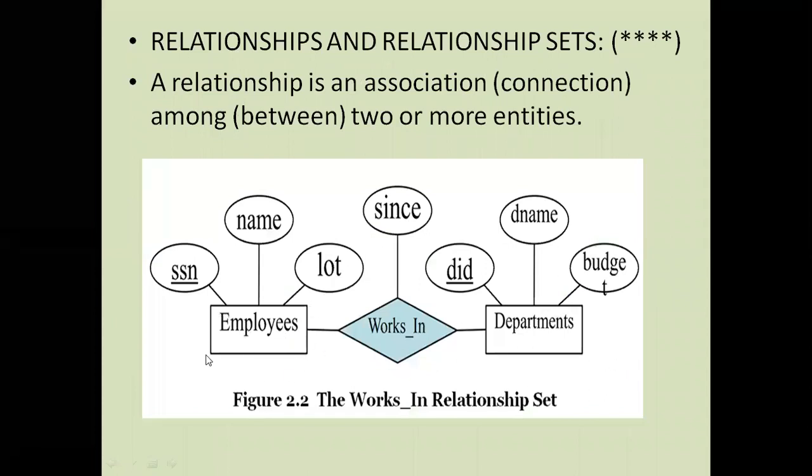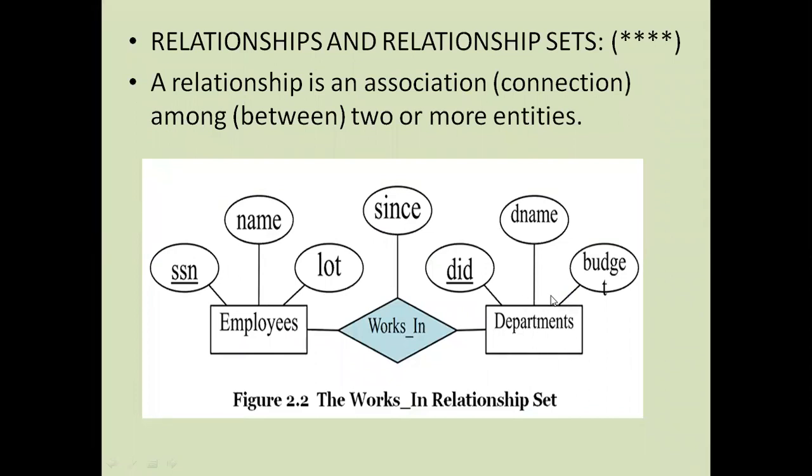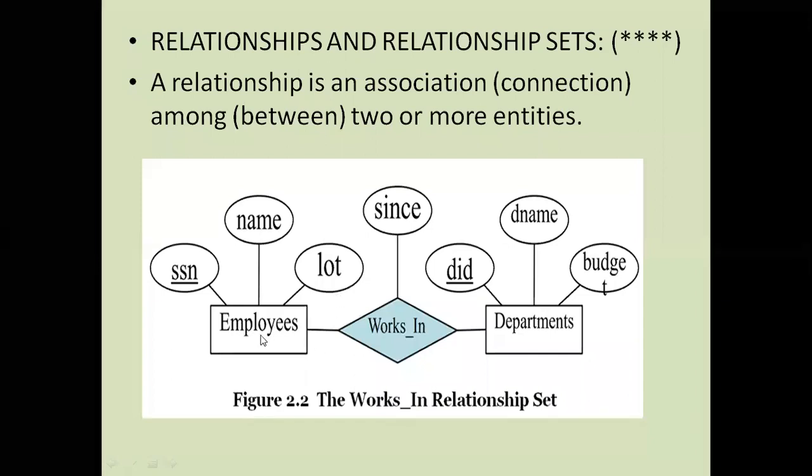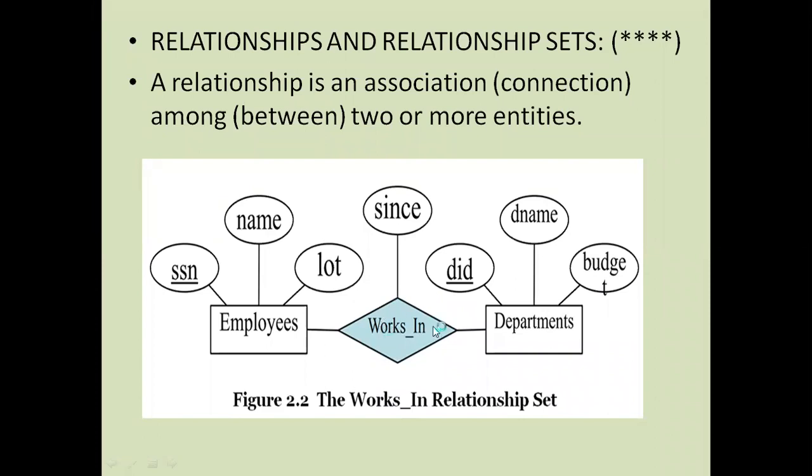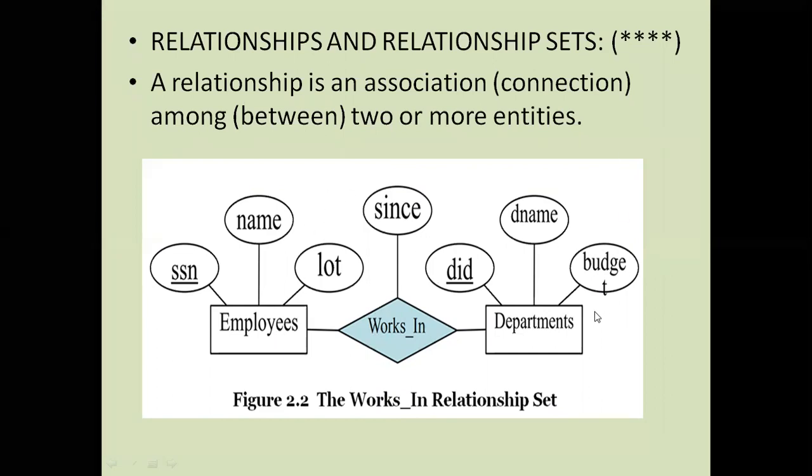This is the employees entity, and this is the departments entity. Each entity has some attributes. For example, employee has an ID, like SSN, name, and lot. In the same way, department has an ID, department name, and budget, which is how much budget or amount is needed. Next is the relationship. The relationship name is works in, with the attribute since, or from, meaning from which time he is working in that particular department.